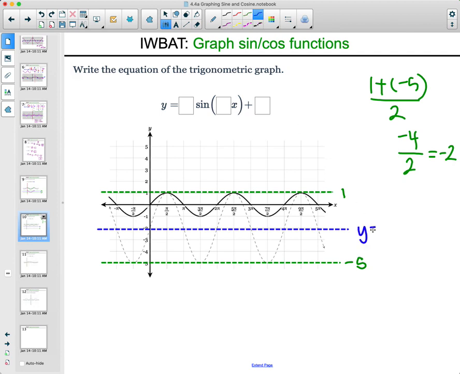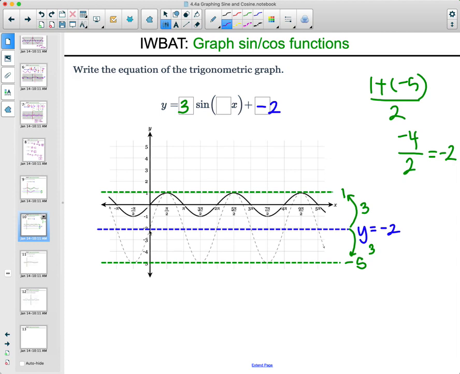So y equals -2 is the midline. That's your k value. Then your amplitude is how far it is from the midline to the max and the midline to the min. These should be the same number. So -2 to 1 is 3. -2 to -5 is 3. So your amplitude is 3. Then you want to look at the period.